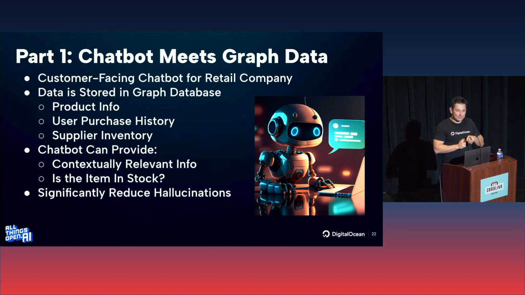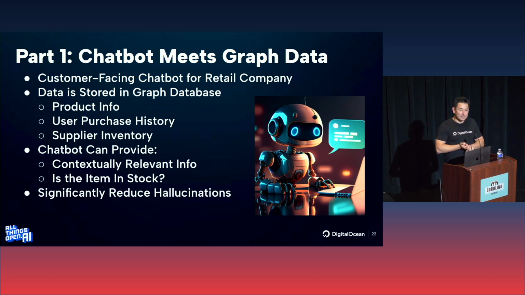Because you're going to use a RAG implementation with a graph database behind it, with all the data stored in that graph database, when you start talking to your bot or your RAG agent, everything about your online store is stored in that graph database. So this could be product info, user purchase history, or supply inventory.